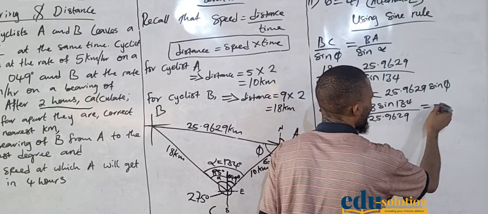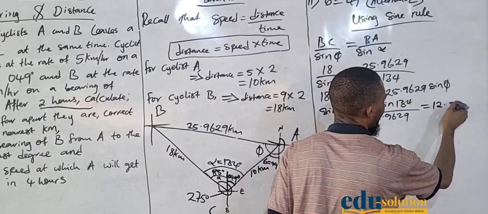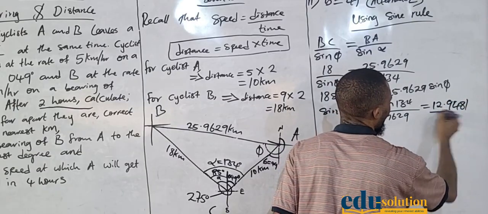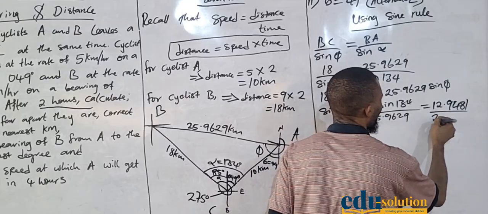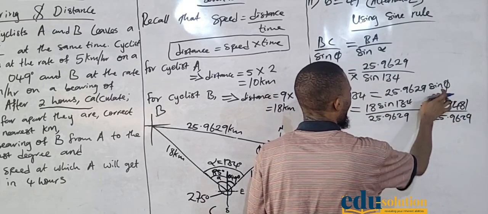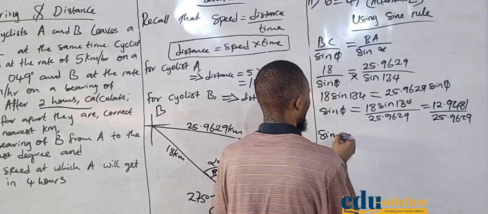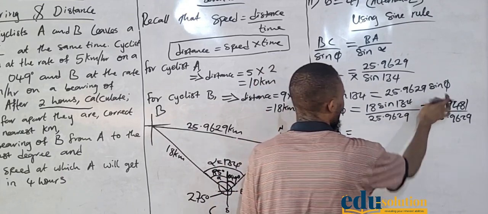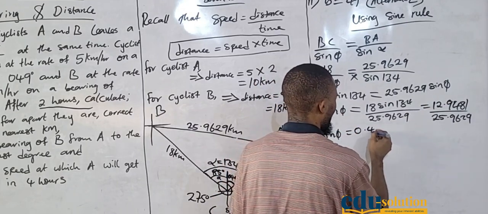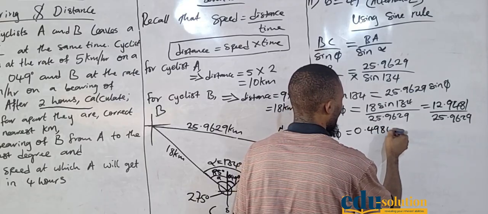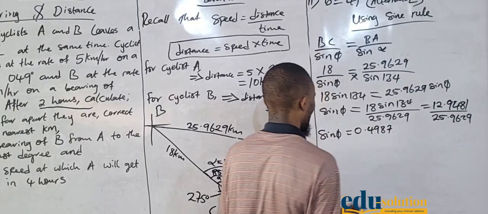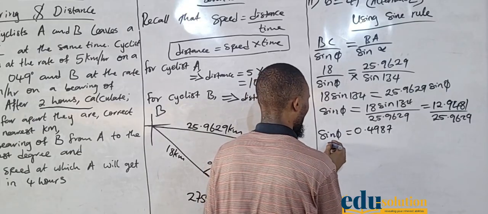So we're having 18 sine 134. Press it in your calculator. It's going to give you 12.9481. Divide by 25.9629. So if you now press this divided by this, I'm having sine phi is equal to 0.4987.